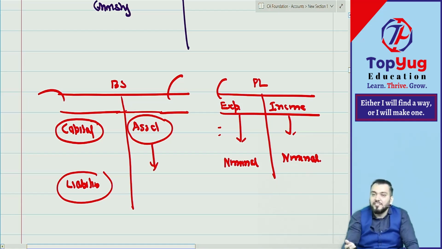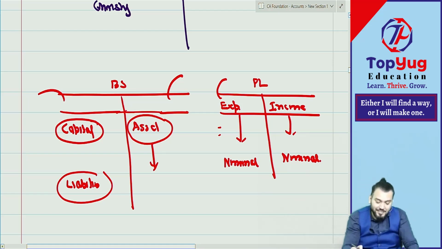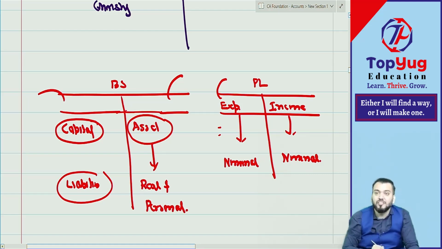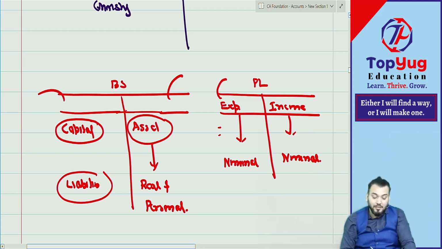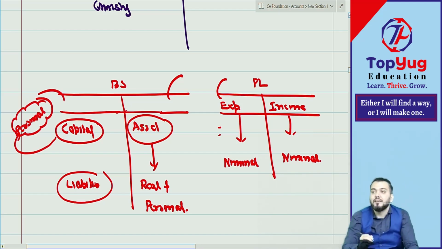But the asset is what? Real, nominal, personal? Real as well as personal. There are some assets which can be personal also. We have discussed debtor. So can you say it is real as well as personal? It can be personal also. Correct. Capital is what? Capital will always be personal.